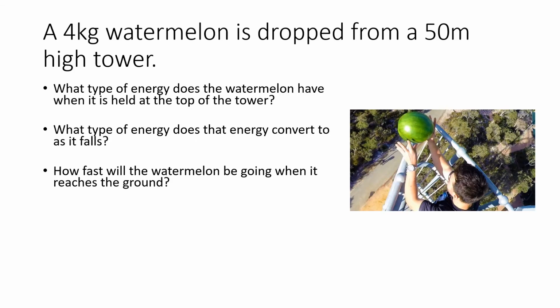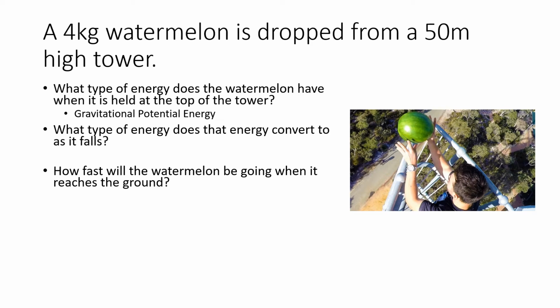Here we have a watermelon being dropped from the top of a 50-meter tower. I think they were trying to show the usefulness of Line-X truck bed liner or something like that. But we're just worried about the watermelon. So the watermelon is being dropped from 50 meters high. What type of energy does it have when it's first let go? Well, that would be potential energy, because potential energy is the energy of height, specifically gravitational potential energy.